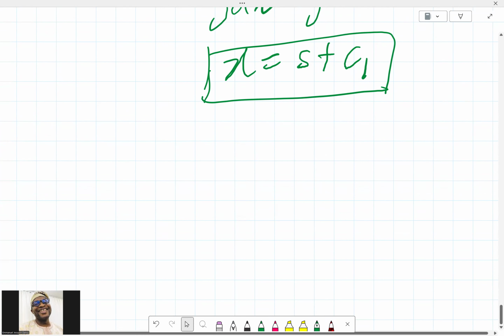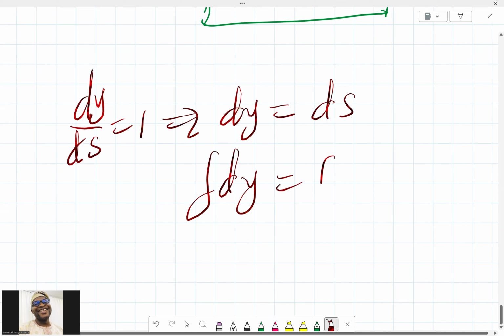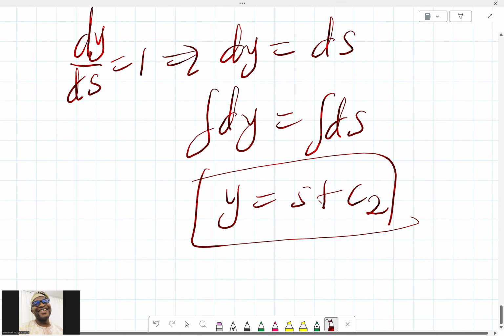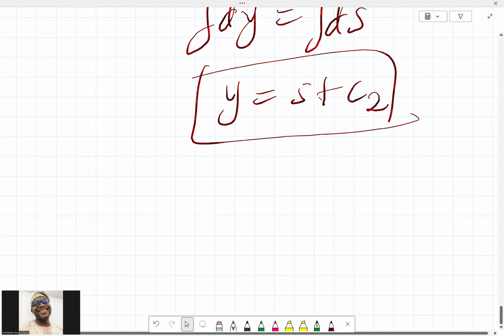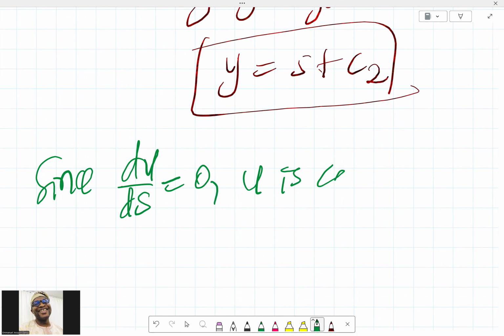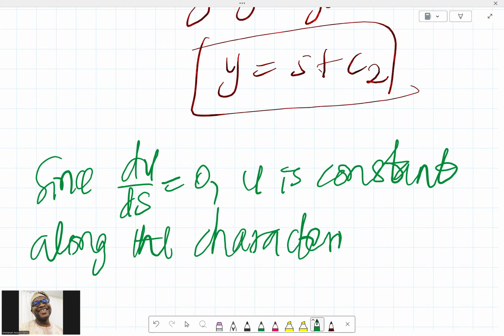We can do the same for dy/ds, which is equal to 1. That means dy equals ds, so the integral of dy is y, and the integral of ds is s plus another constant c2, so that we don't use the same constant as before. Since du/ds is equal to 0, we can say u is constant along the characteristics. That's what that means, because du/ds is the rate of change of u with respect to s. So u is not changing along the characteristics.